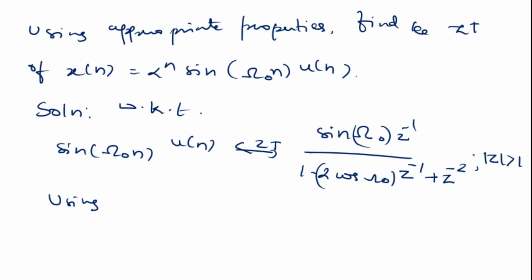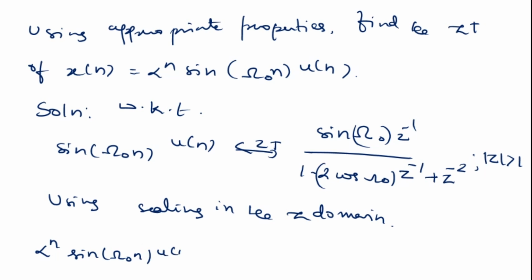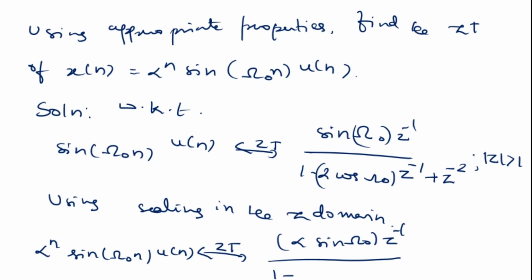And using scaling in the z domain, we get alpha to the power n sine omega naught n into u of n. If you take z transform, alpha sine omega naught into z inverse divided by 1 minus 2 alpha cos omega naught into z inverse plus alpha square z to the power minus 2, with mod z is greater than mod alpha.